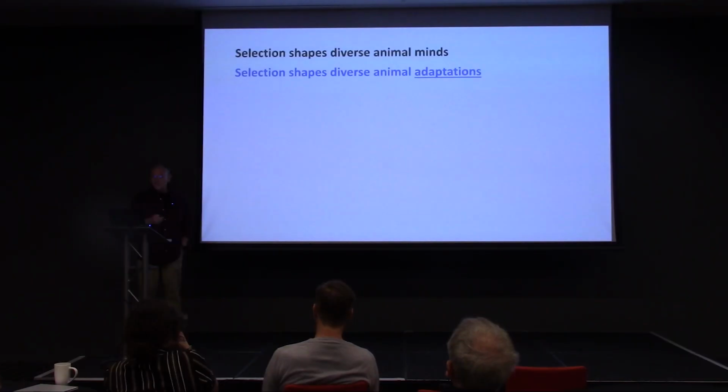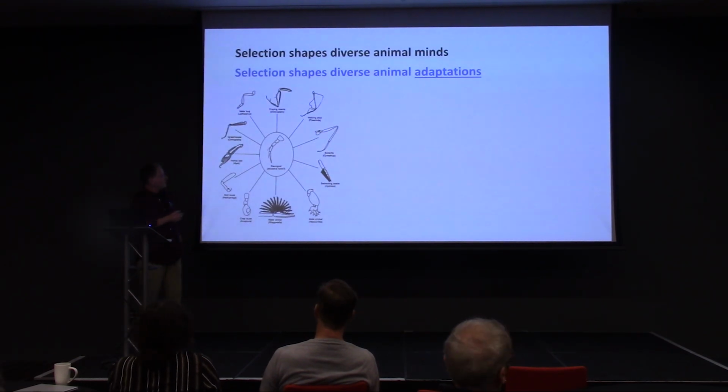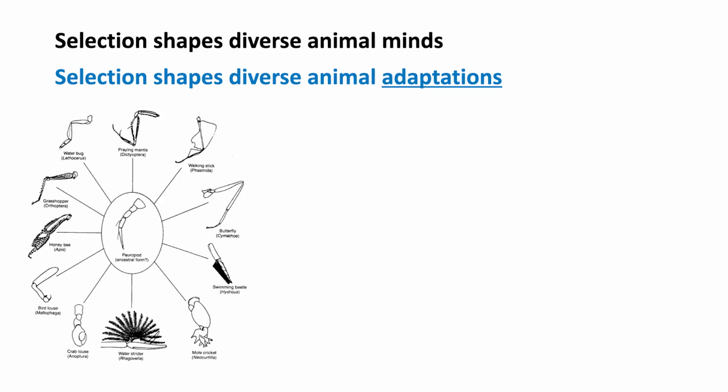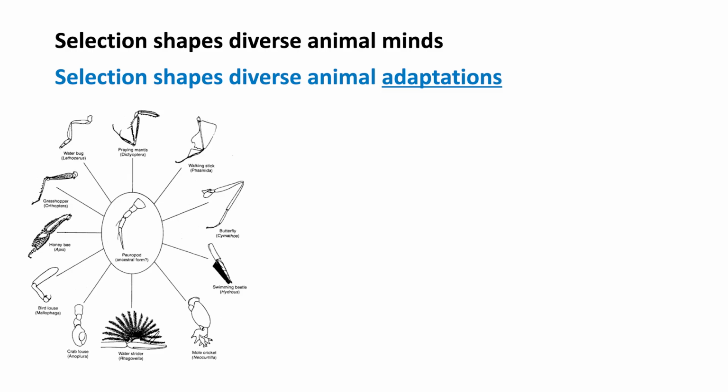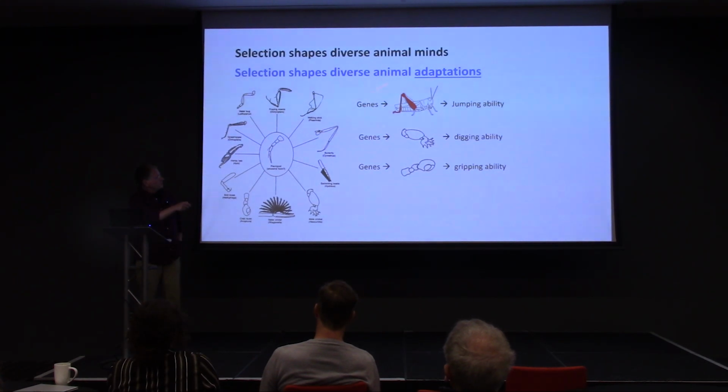If we take, for example, a textbook case like how selection shaped diverse leg morphologies in insects, usually you have a basic formula of basic segments, and selection modifies them gradually to do different jobs. Here, we have some genetic modification that extends some segments and makes the grasshopper have very good jumping ability, or mole crickets have digging ability, and lice have gripping ability.